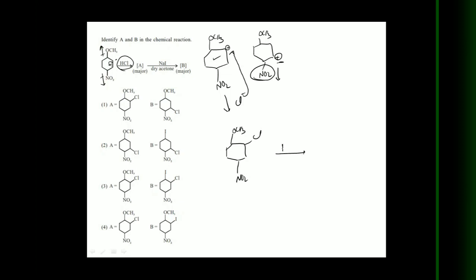Now, on reaction with sodium iodide in acetone, it is nothing but a substitution reaction. In the place of Cl, iodine is placed. That means OCH3, this one iodine, and the remaining NO2 group. So the product A is this one. So the answer is the 4th one. First is HCl addition, next the Cl minus is replaced by I minus. Next you see this one.